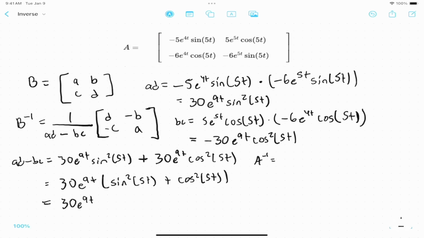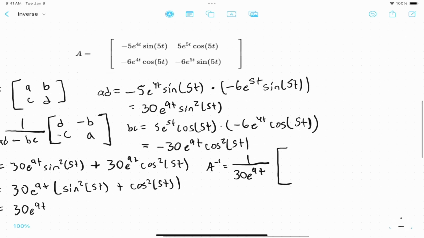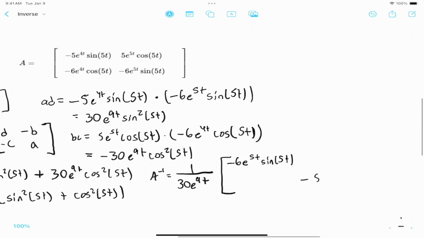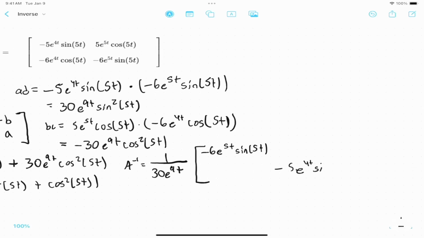The inverse of A is equal to 1 over AD minus BC, which we found to be 30e to the 9t, multiplied by our modified matrix. So D, these two swap positions, so I'm just going to write it like that. 6e to the 5t times sine of 5t. And our A goes down, so we have negative 5e to the 4t times sine of 5t. And our B and C swap signs. So we have this, and we negate the bottom. Negative 6 negated is positive 6.